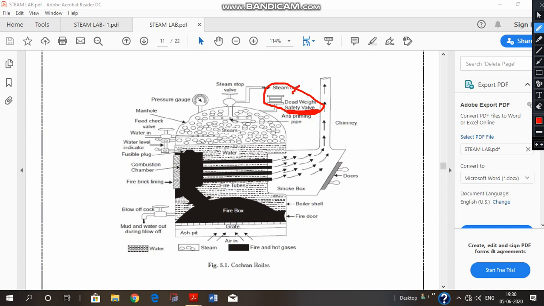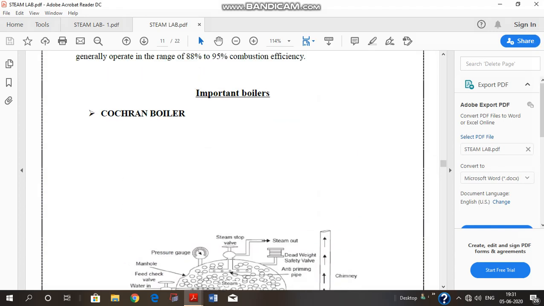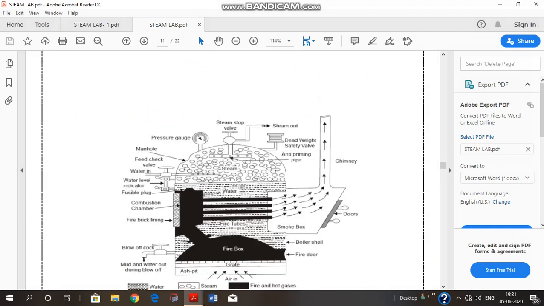This is the safety valve, dead weight safety valve, and the rest of the functioning is the same. The only difference is this. Now we could also see a blow off cock, which is required to take the mud and water out during the blow off process. Basically it is used for taking out the mud also, which has sedimented during the process of boiler operation. Now these are the important water and fire tube boilers.